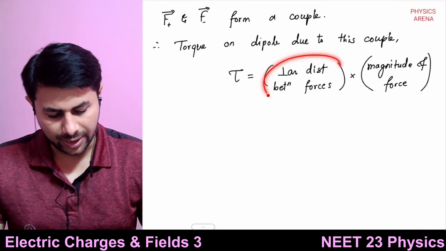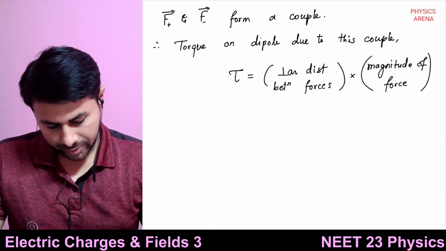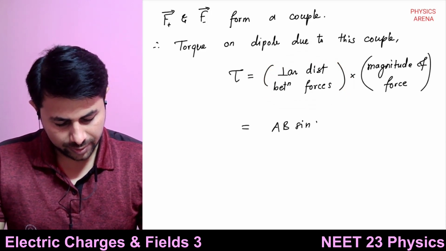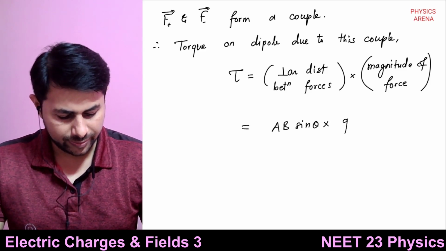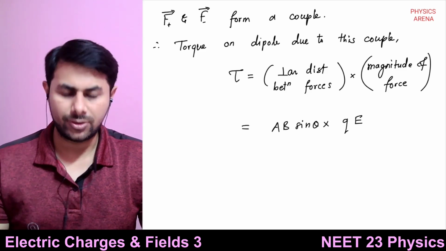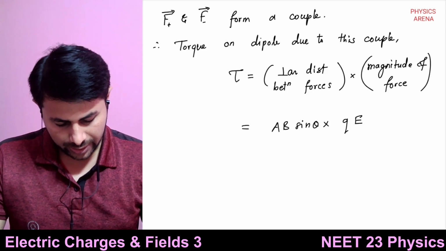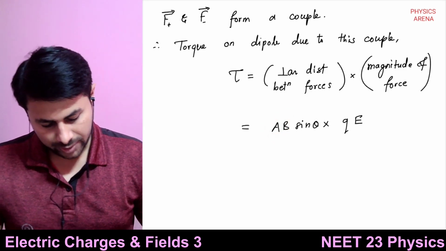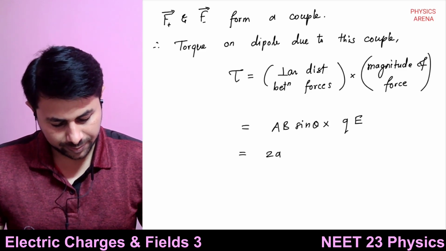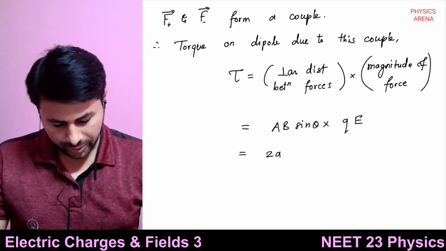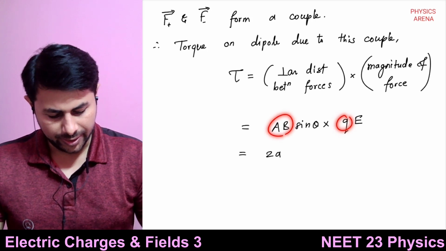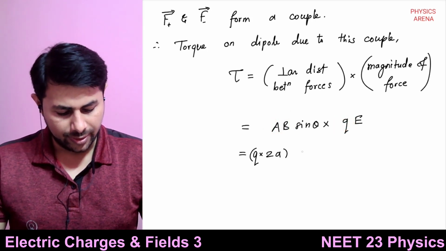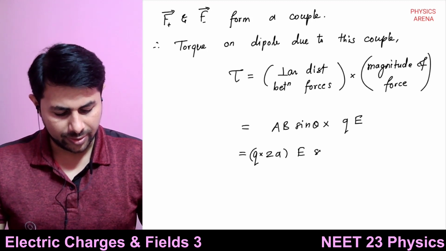Okay, we can substitute that here. So this is equal to AB sine theta multiplied by the magnitude of one of the forces, which is Q multiplied by E. And what is AB? It is 2 times A. So we have Q multiplied by 2 times A. So I can write it like this, Q into 2A multiplied by E into sine theta.